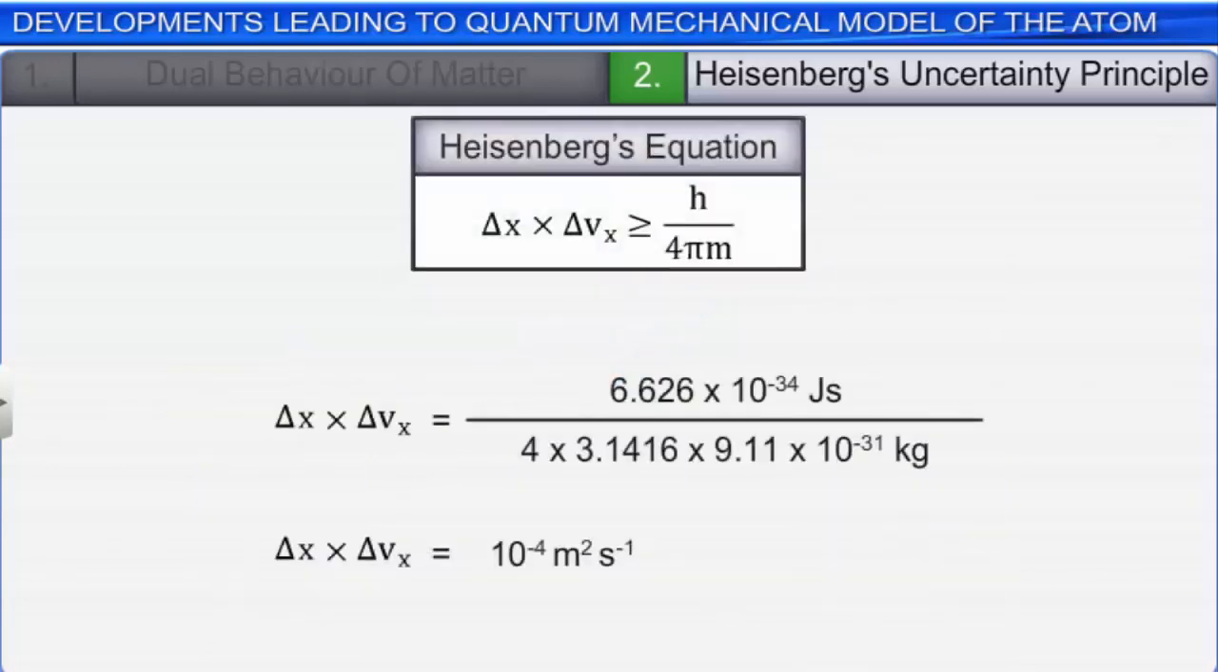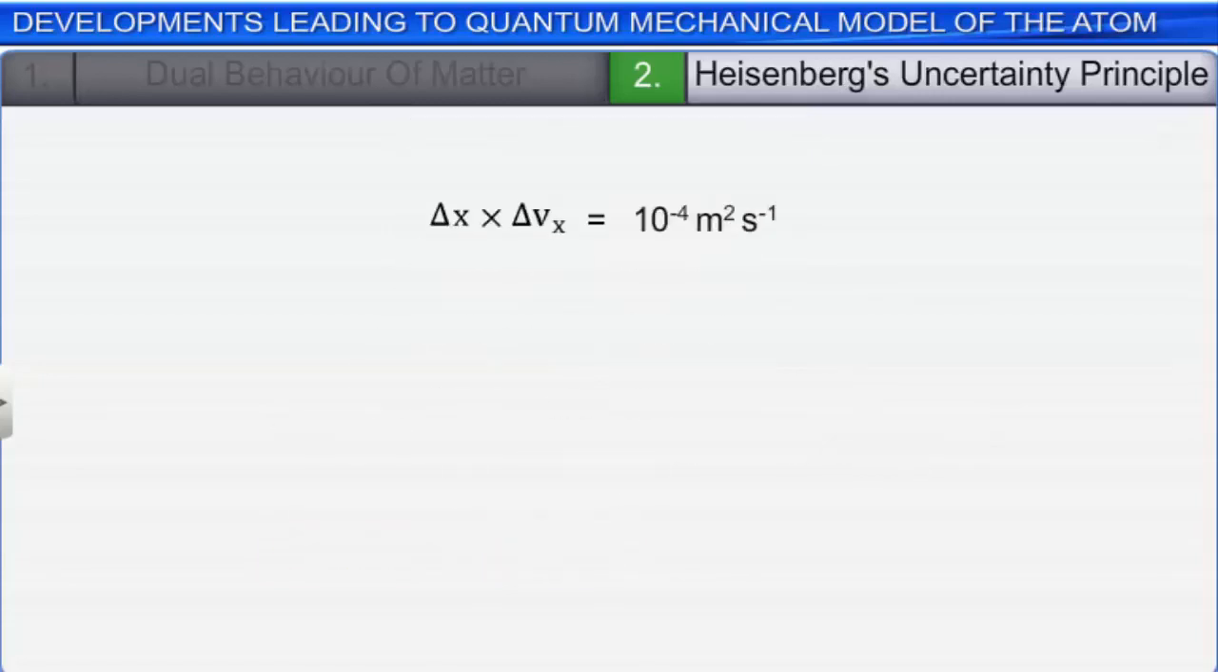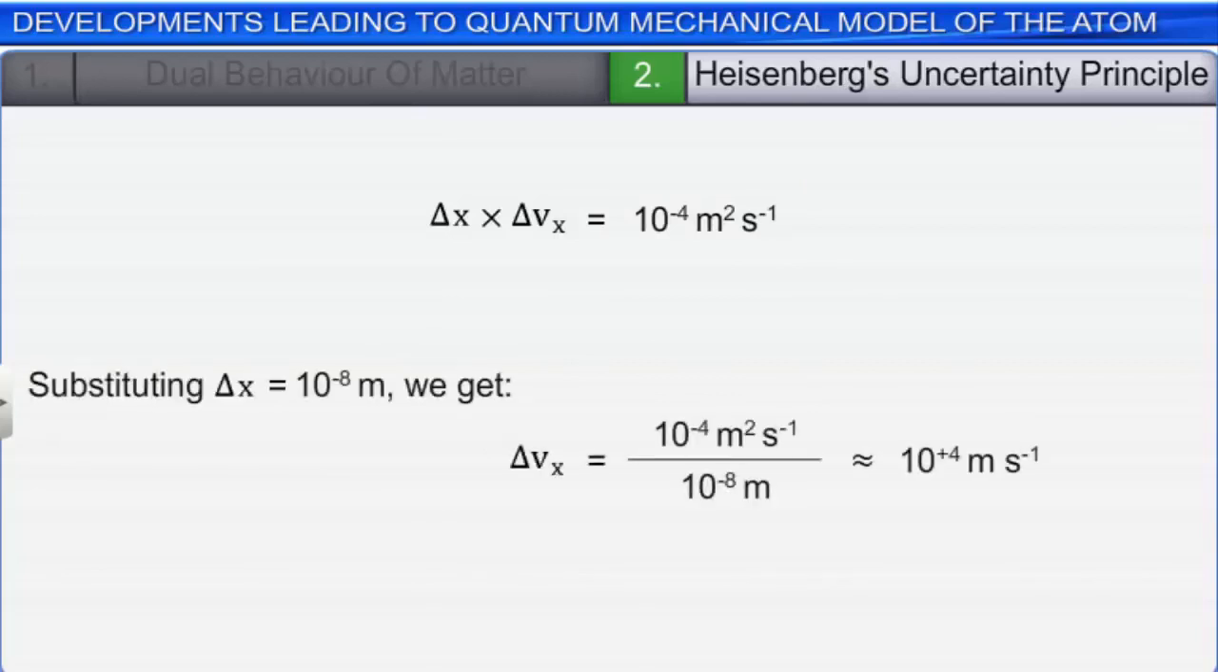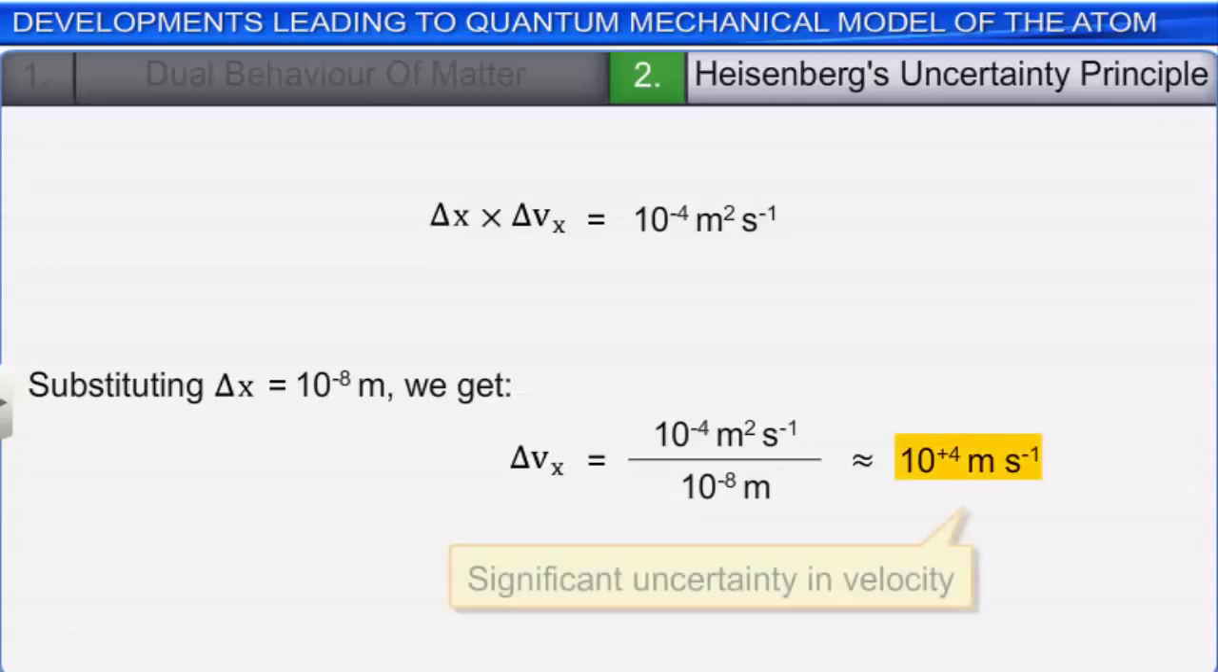As we have already calculated, for an electron, the product of delta X and delta V is found to be equal to 10 raised to the power minus 4 square meters per second. Therefore, the uncertainty in velocity can be calculated by substituting the value for delta X, say 10 to the power minus 8 meters, in the Heisenberg's equation. This means that if one tries to find the exact location of the electron to an uncertainty of only 10 to the power minus 8 meters, the uncertainty in velocity becomes enormously significant.